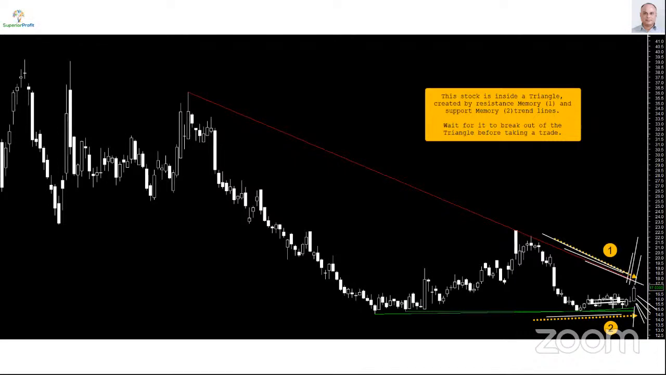But if there is no squeeze, I want to repeat this part. If there is no breakout from squeeze, we never want to take a trade against the trend line support resistance. So we will not buy on this day because trend line resistance is very close.